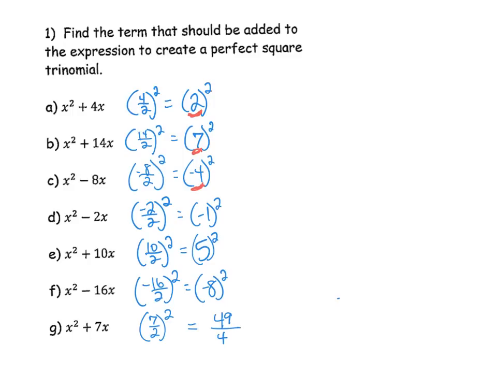I like leaving them in this format, -1 squared, 5 squared, because this -1 is the number you're going to put in the parentheses. This 5 is the number you're going to put in parentheses. This -8 is the number you're going to put in parentheses.